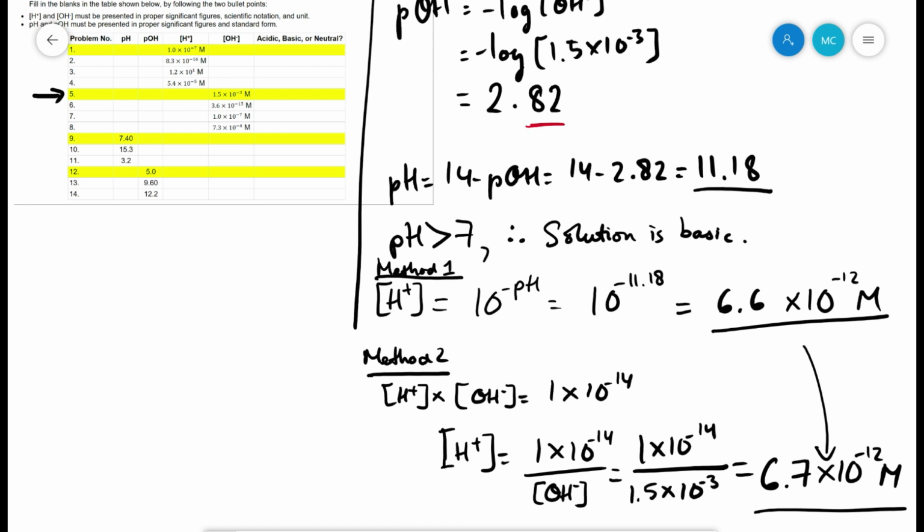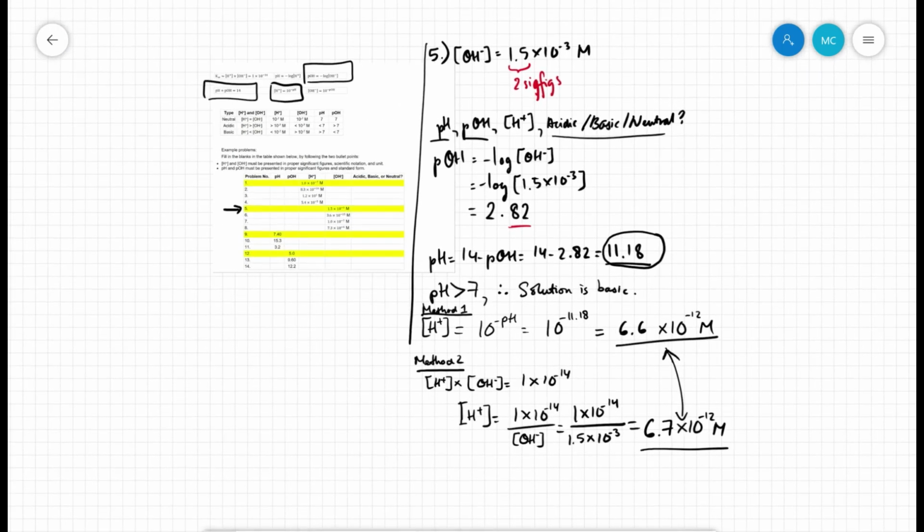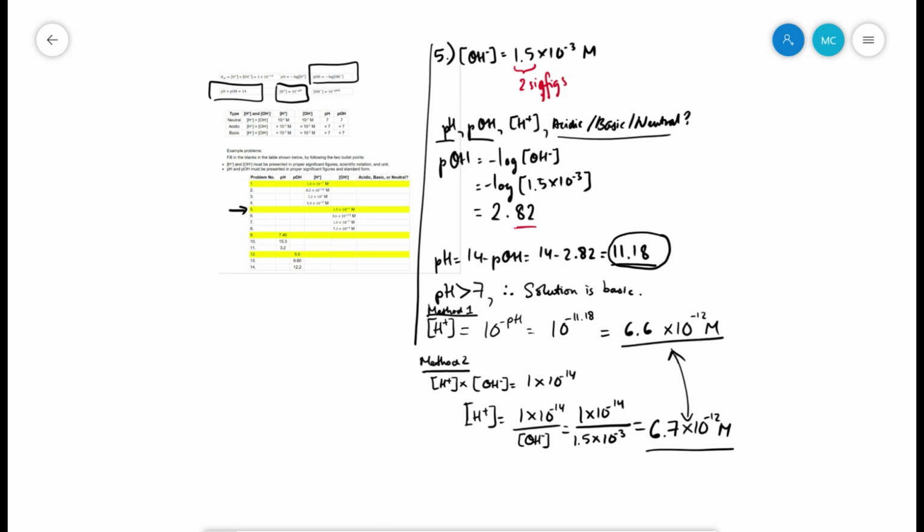Yeah, so these two are very similar. Well, there's a little bit of difference in the decimal digits, but that's because we rounded the pH, right? So it is up to you which way you use to calculate the concentration of H plus, but you should get something similar. Okay, so this is your answer, and the solution is basic. All right, so that is for number 5.